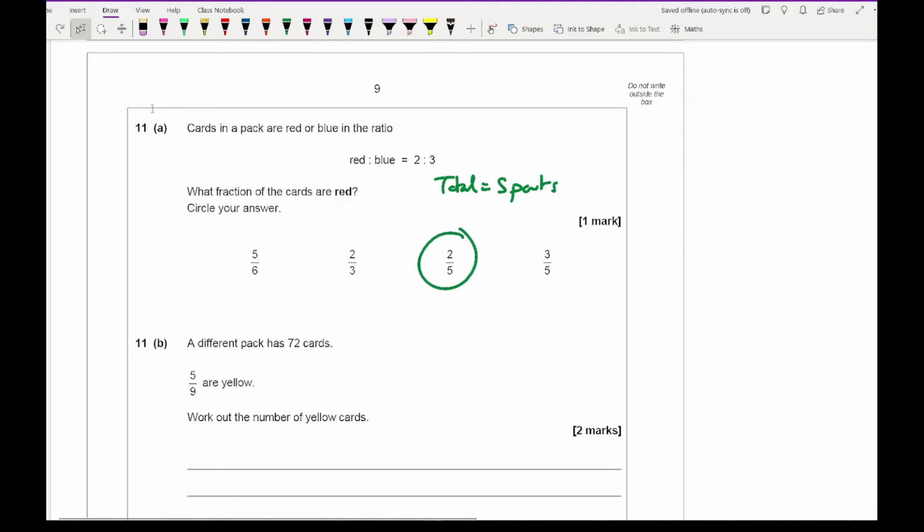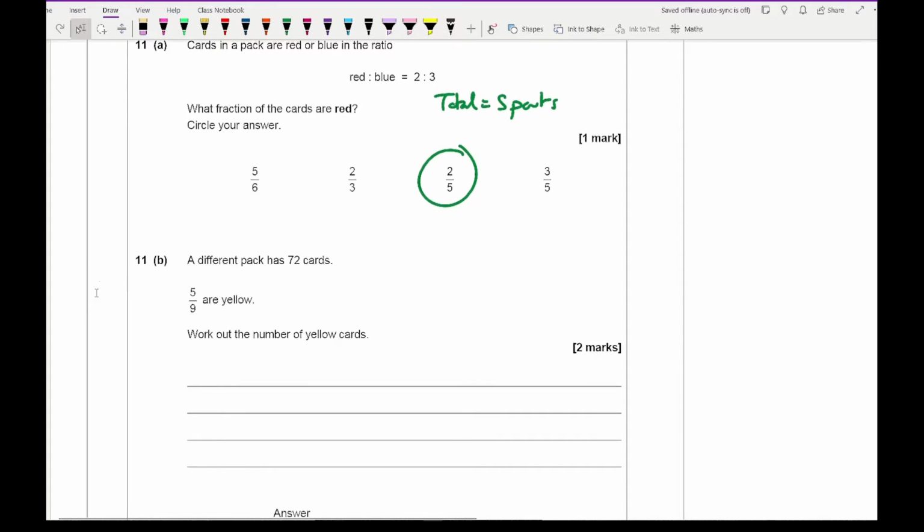Then the question says a different pack has 72 cards, 5 over 9 are yellow. Work out the number of yellow cards. So what we need to work out is what 5/9 of 72. So here we're going to do 72 divided by 9, which gives me 8. I then need to do 8 times 5, which is 40.